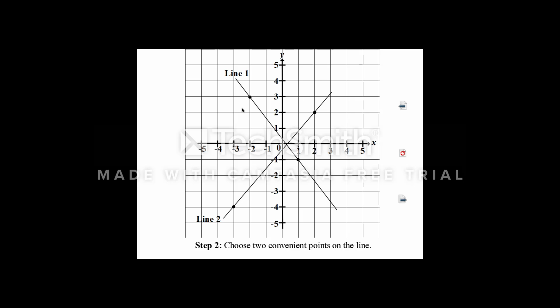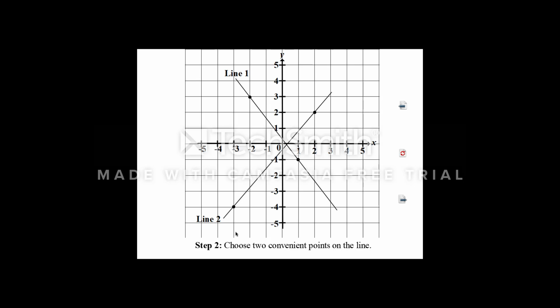So once we've decided if our line will be negative or positive, we're going to choose 2 convenient points on our line. So let's deal with line 1 first. You have to find convenient points where you can easily read the coordinates, and when you go up along our line here, the first convenient point is here because it meets at the place where the y and the x coordinates meet perfectly. So this is a convenient point: -2 on the x-axis, 3 on the y-axis.